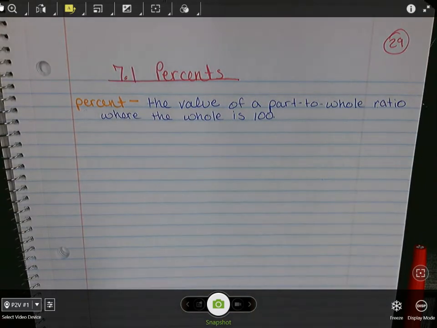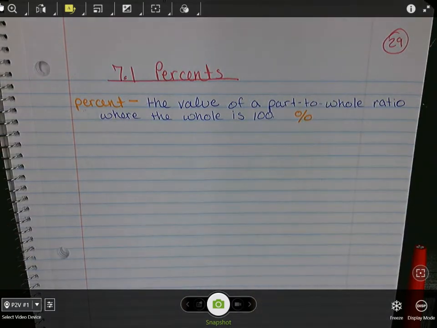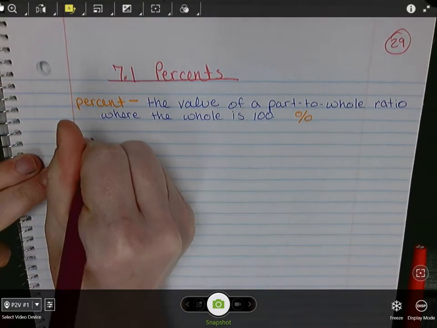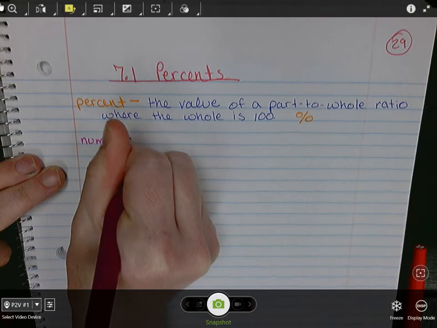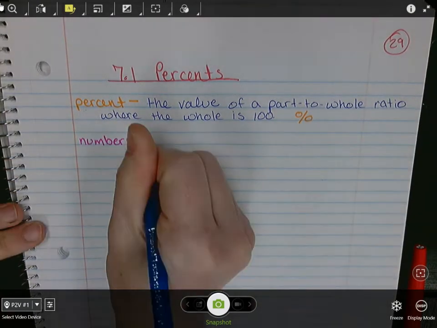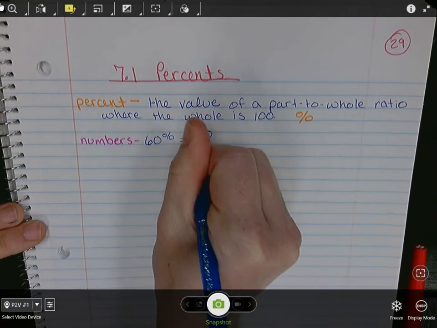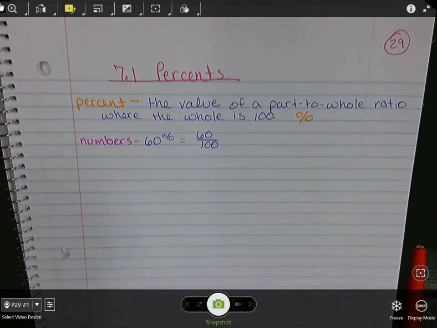Okay, and for 4%, we use this symbol here, and that represents percent. So instead of writing the word percent, we put the percent symbol. All right, to put that in number terms, 60% means 60 out of 100.